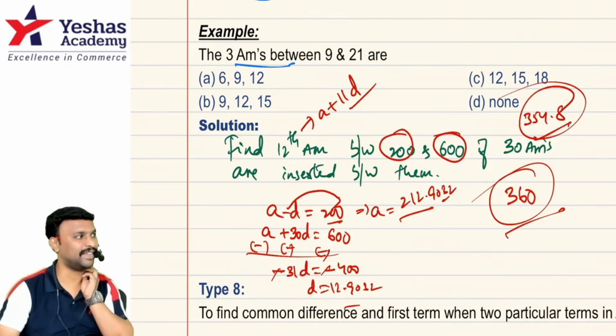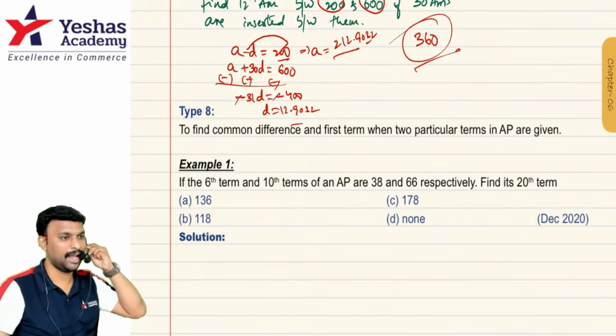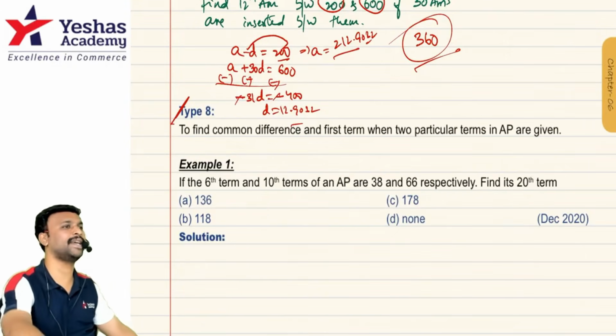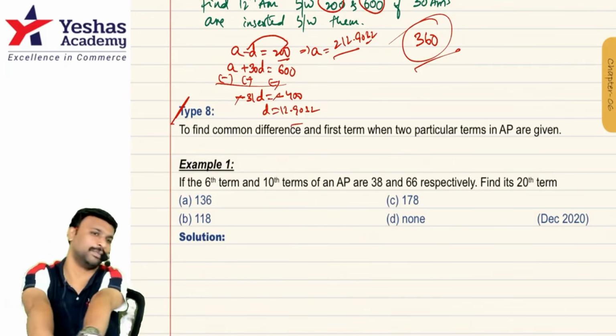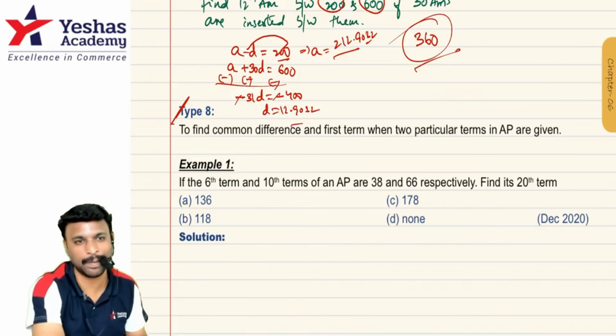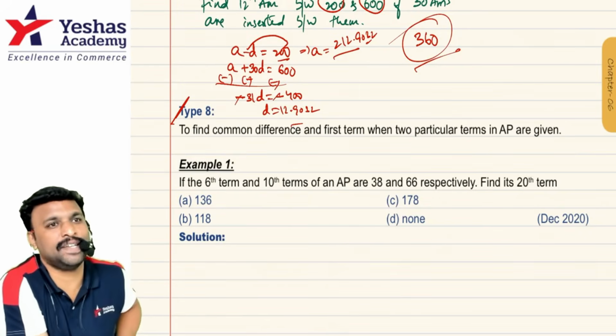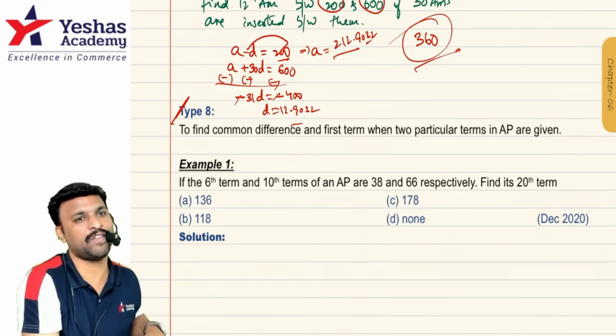12th term is A plus 11D. Everybody, type 8. Guys, you're not learning a new thing. Let me tell you, you are not learning a new thing, even though it is a different type. Now I'll ask you a question. Simple interest. What is the type of simple interest?